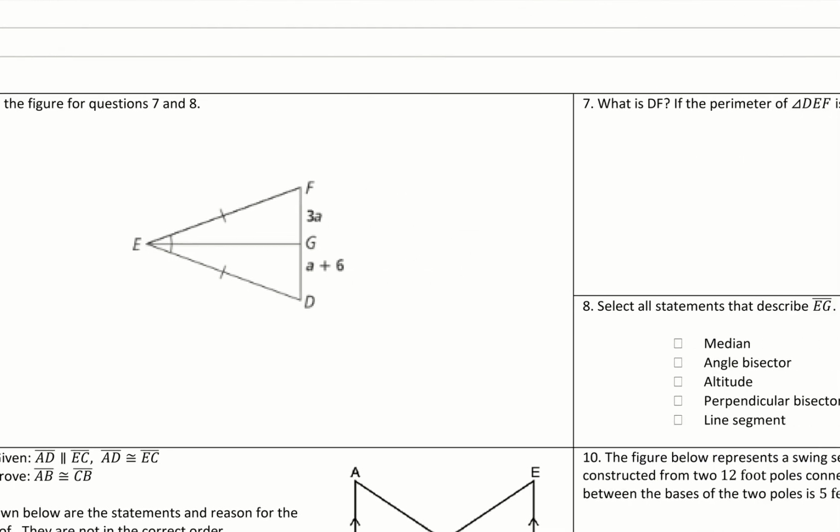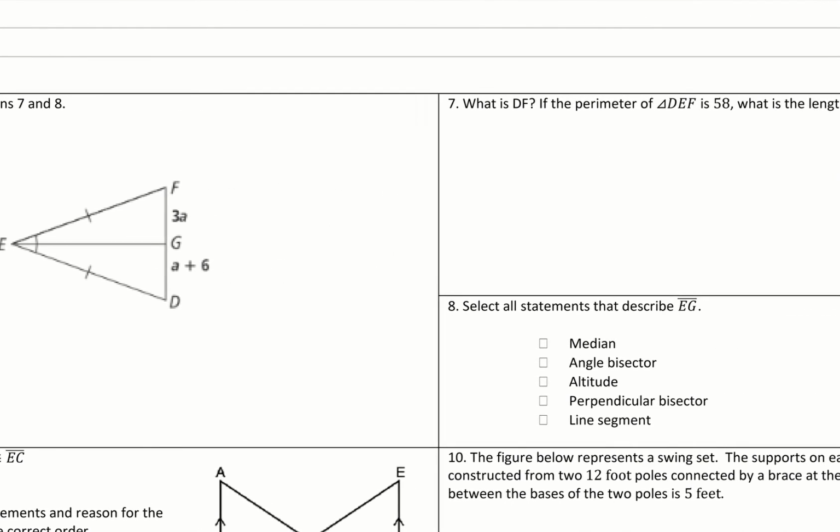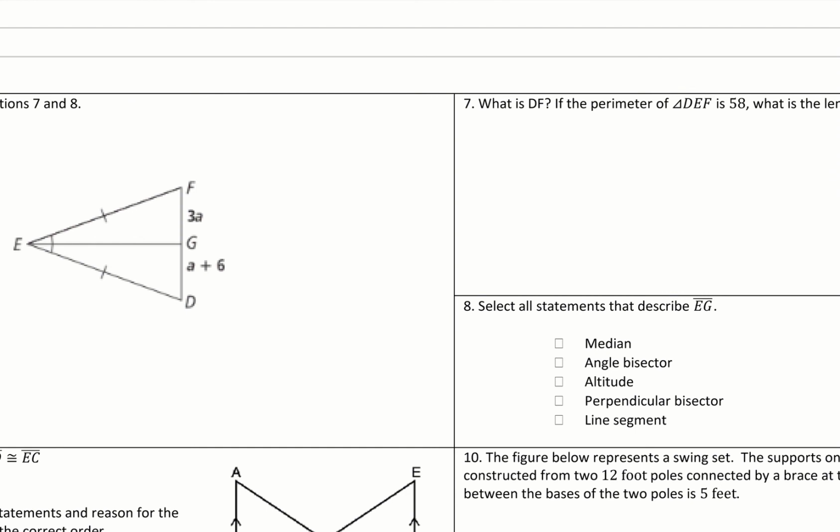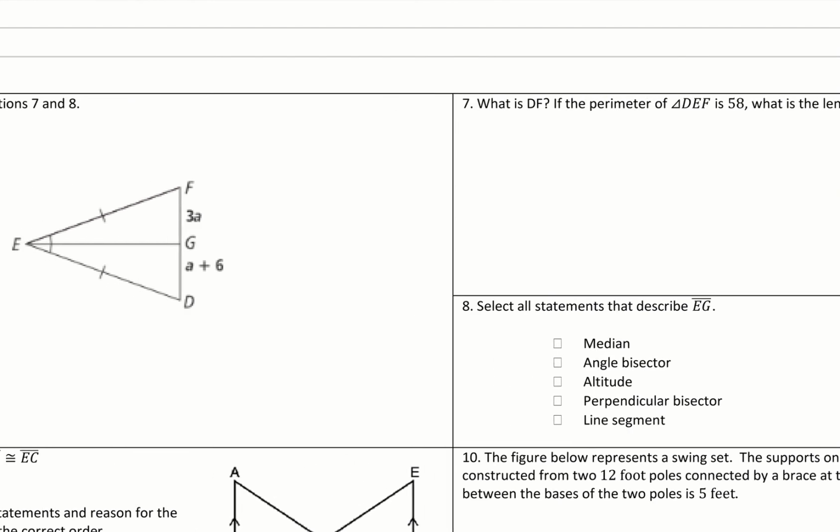All right, so for number 7 and 8, we're going to use that picture there. What is DF? If the perimeter is 58, what is the length EG? Okay, so we know that by the perpendicular bisector theorem, if these two distances are the same, then this has to be a right angle, and this has to be cut in half. And so 3a has to be equal to a plus 6. Let's set those equal, and if you solve that, you get a is equal to 3.